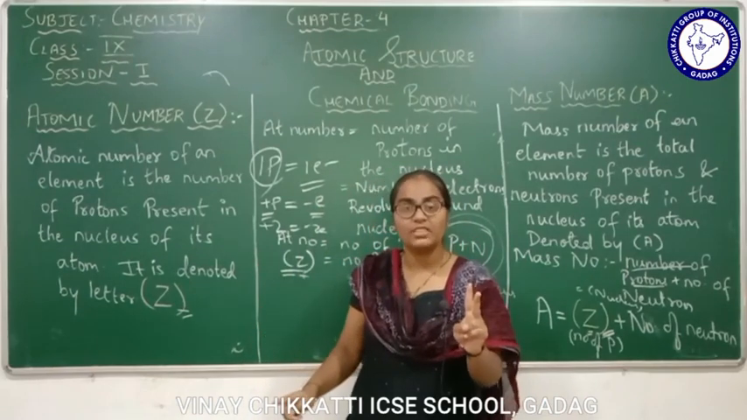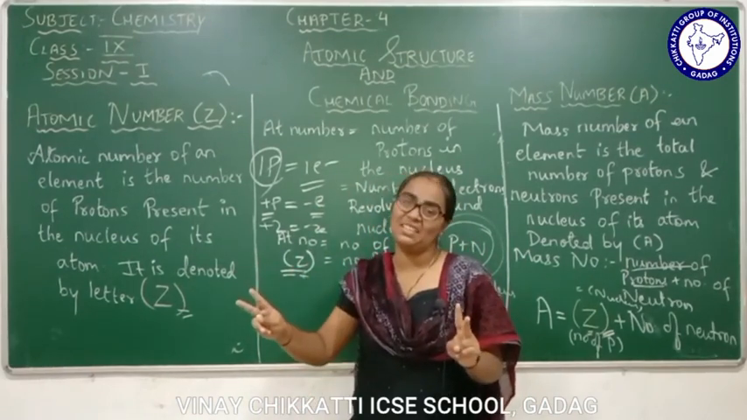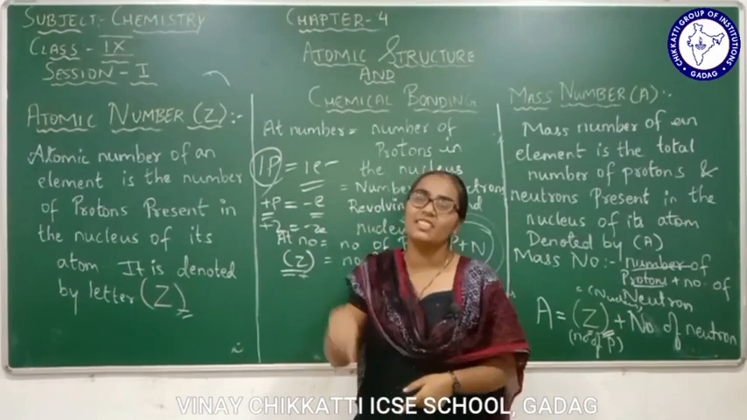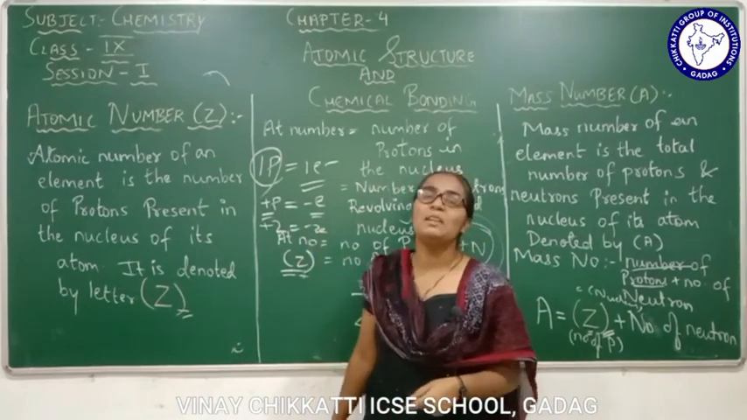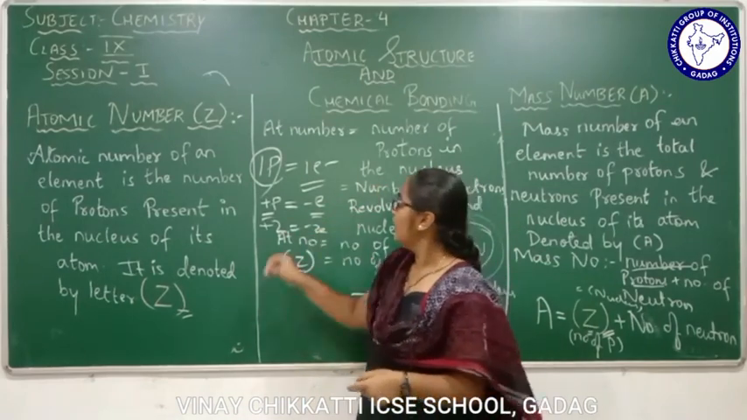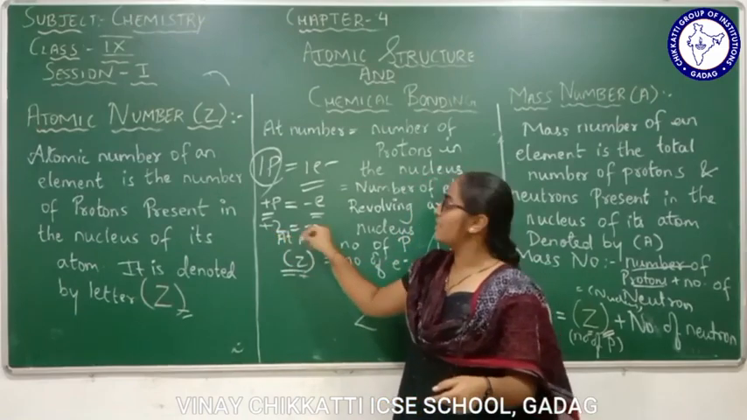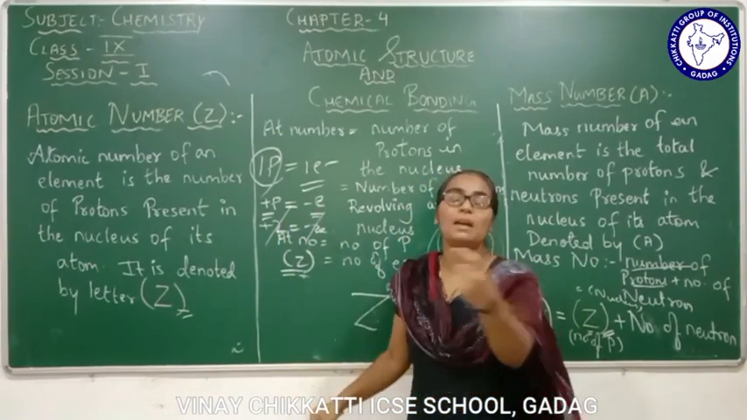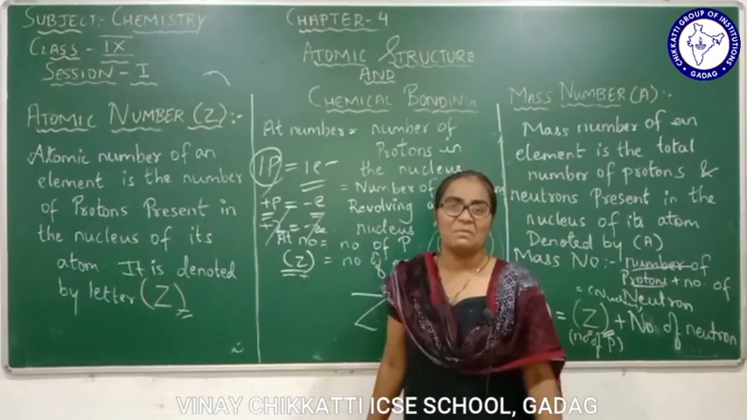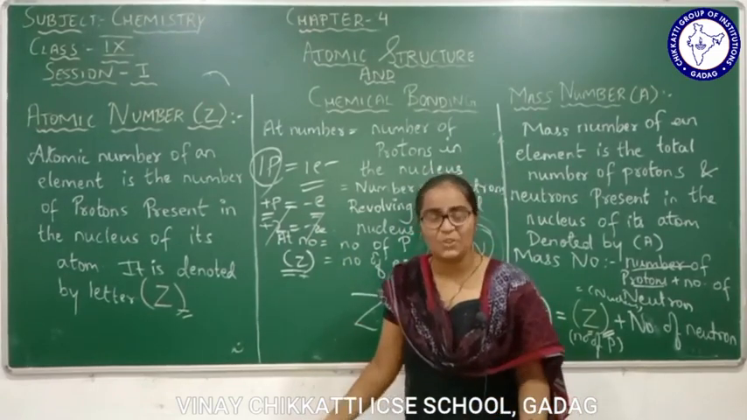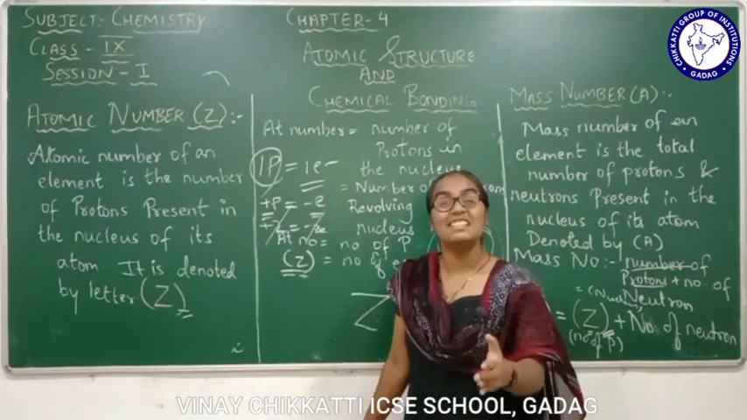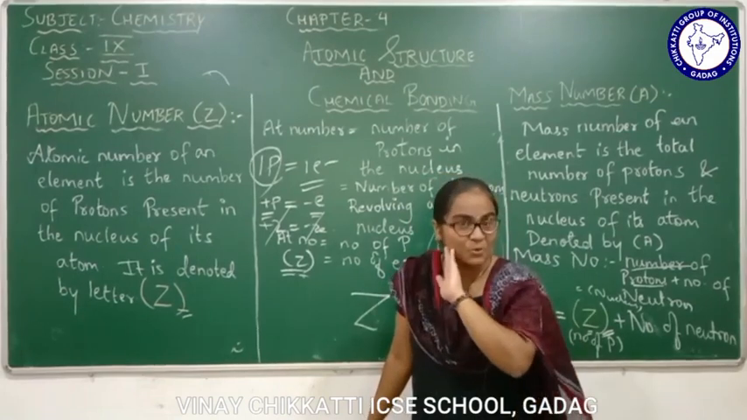If two positive charges are there, two negative charges should be there. So they will cancel each other and the atom will be electrically neutral, right? Plus 1 minus 1 means what? 0. Plus 2 minus 2 means what? 0. So the atom is electrically neutral. The atom does not possess any charge.